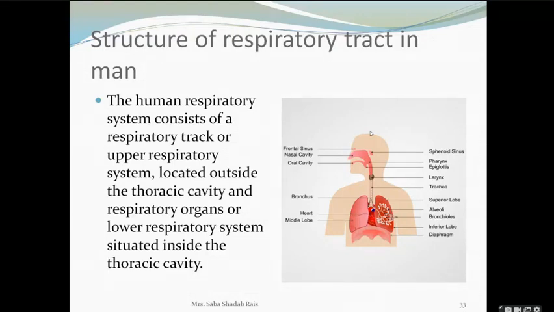When we see the nose externally, you will find that there is a pair of openings, and these openings are called the nostrils. What are they called? Nostrils. Now from this nostril, from this opening, we take the air inside.